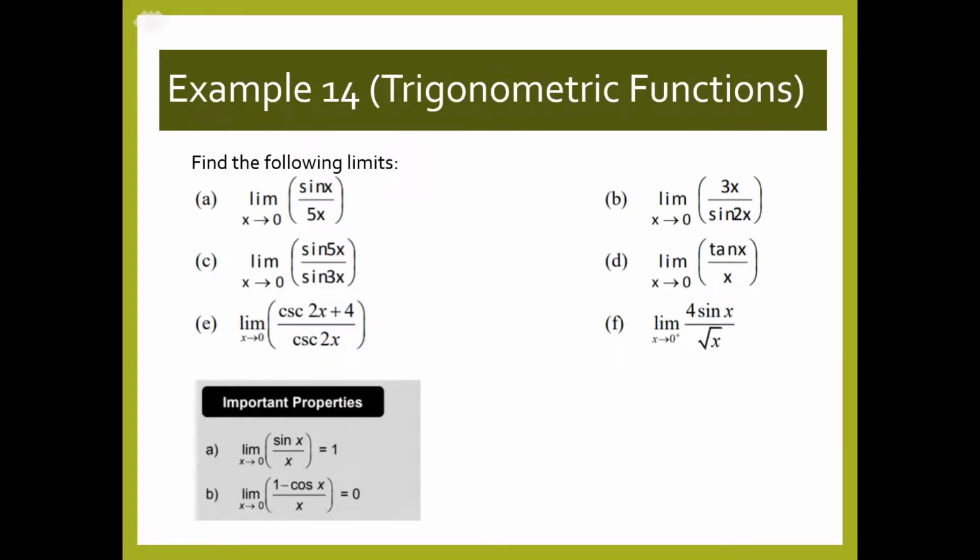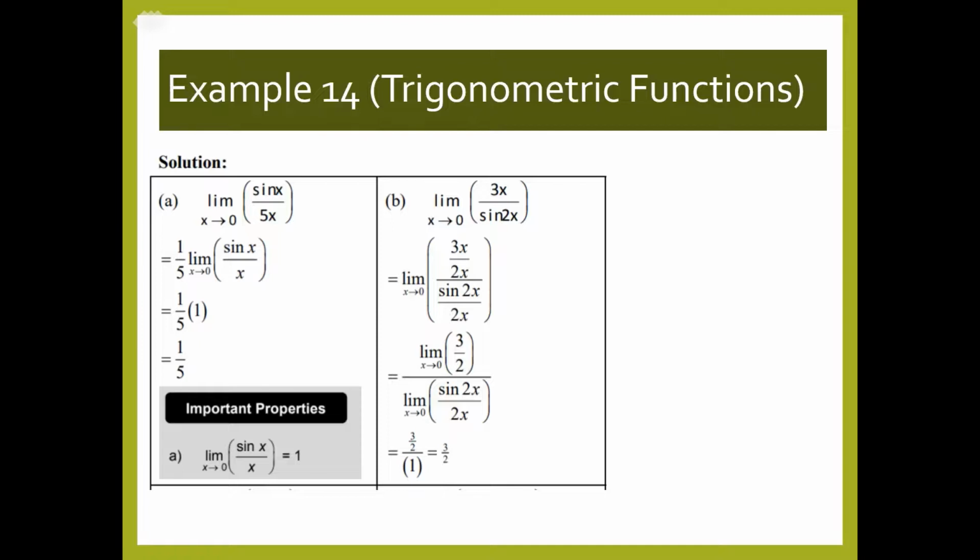To compute the limit of trigonometric function, you need to bring the appropriate constant outside the limit and apply the suitable properties. For a, by moving 1/5 outside the limit, the function can be simplified to sin x over x. By applying the first property, replace the limit with 1 and simplify, you will get 1/5 as the answer.